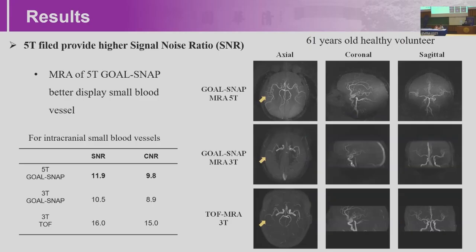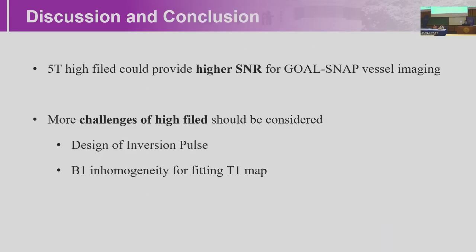Compared with GOSAM imaging at 3T, we can say the MRA imaging of 5T GOSAM could better display the small vessel wall, and the SNR and the CNR around the small vessel image are higher than at 3T. To conclude, the 5T GOSAM sequence could provide higher SNR for vessel wall imaging.